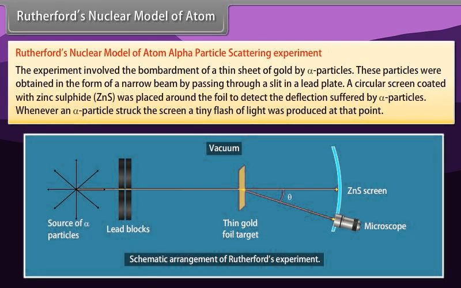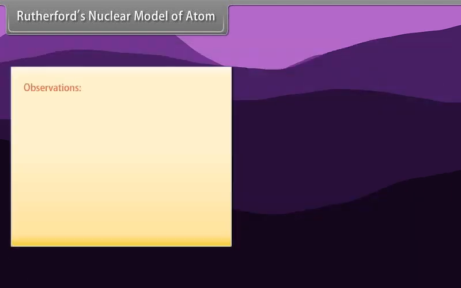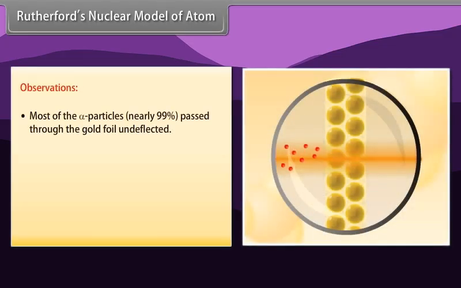A circular screen coated with zinc sulfide (ZnS) was placed around the foil to detect the deflection suffered by alpha particles. Whenever an alpha particle struck the screen, a tiny flash of light was produced at that point. Observations. Number 1. Most of the alpha particles, nearly 99%, passed through the gold foil undeflected.